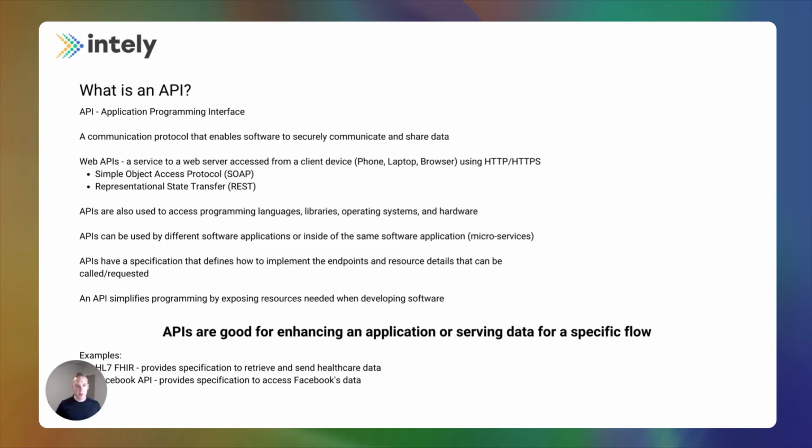So what are APIs good for? APIs are good for enhancing an application or serving data for a specific flow. Some quick examples of an API today are HL7 FHIR APIs. These are application programming interfaces that provide the specification to retrieve and send healthcare data between different software applications and different healthcare organizations or businesses that need access to healthcare data.